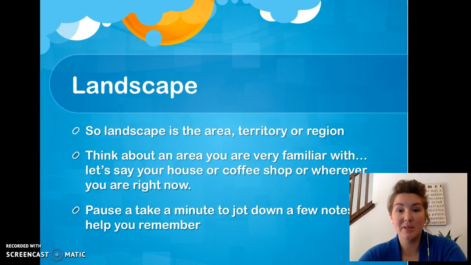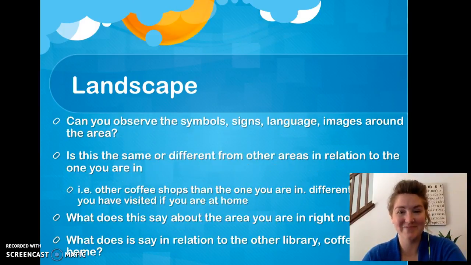And a landscape is the area or territory or region. So let's think about an area you are very familiar with. Let's say your house or coffee shop or wherever you are right now. Pause and take a minute to jot down a few notes to help you remember. Welcome back again. All right, let's continue.